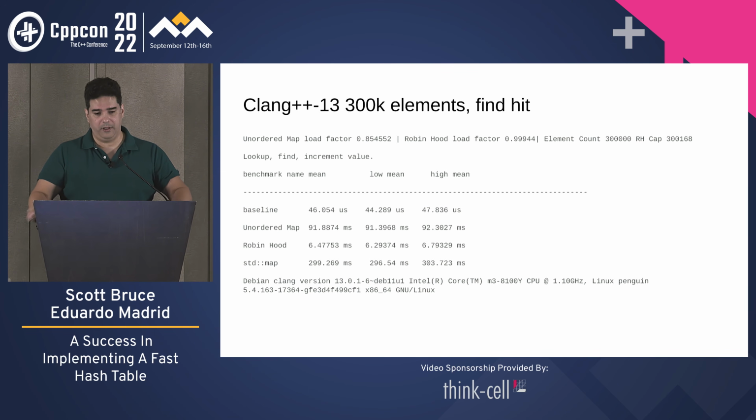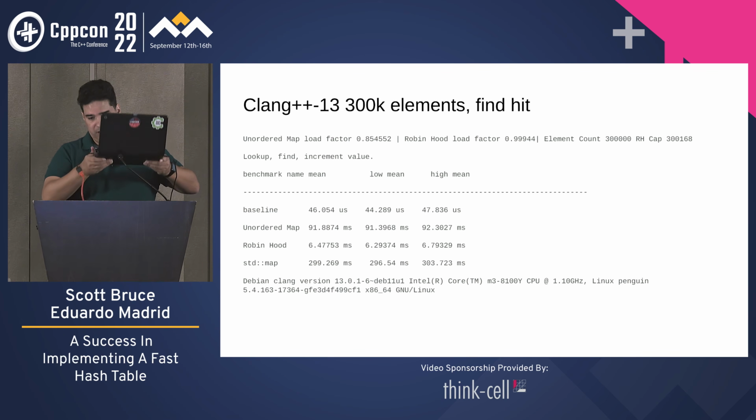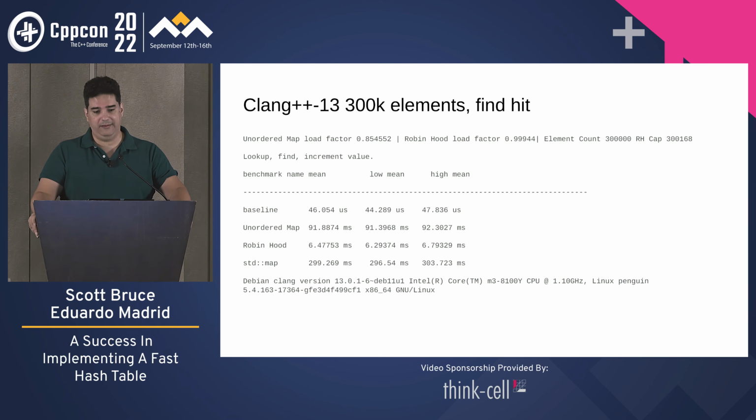So we have that unordered map takes 91 milliseconds on this computer, and the Robin Hood implementation that we worked on is better than a factor of 10 performance. And just for comparison's sake, standard map takes about 300 milliseconds. One takeaway from this slide is that we are much better than the unordered map implementation in the standard library that we're using than the unordered map is to the tree-based map.